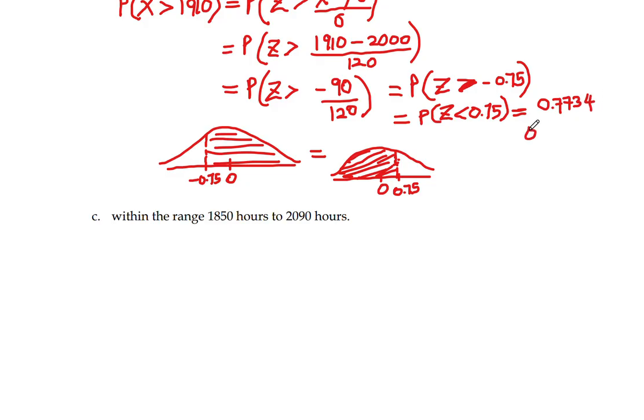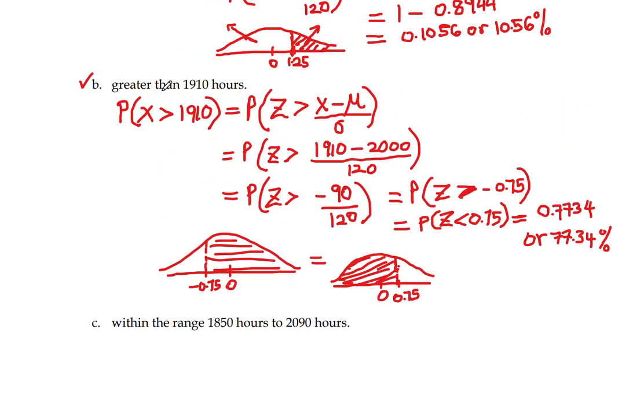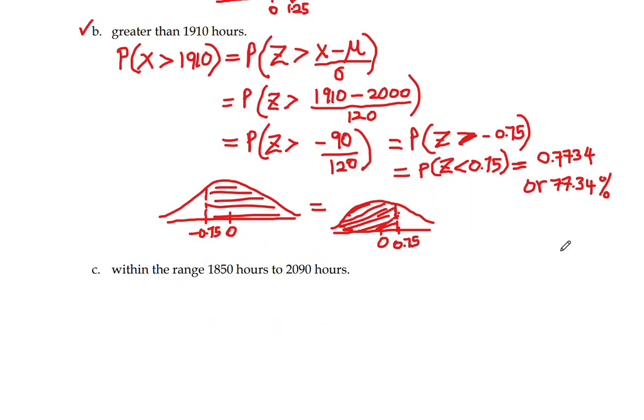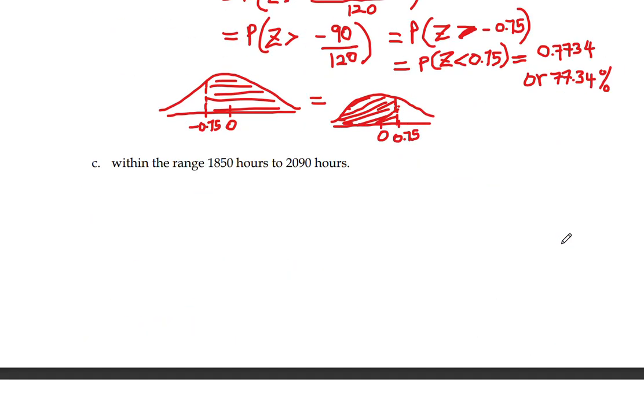Or of course we could say that this is 77.34%. So the interpretation of this would be that there's a 77.34% chance that the life of a light bulb in this population will be greater than 1,910 hours. All right. And now we're going to look at a more complex situation where we're working with an interval.